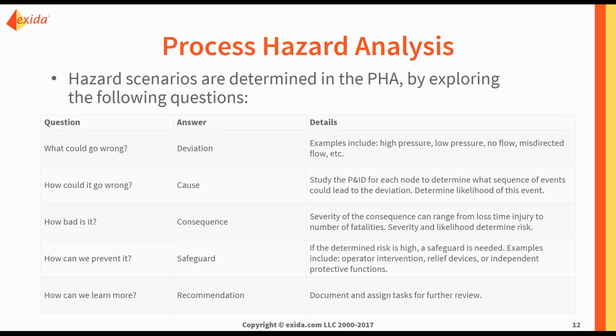Once you've figured out if this is a high-risk scenario, you want to ask, how can we prevent it? The answer to this question is your safeguards, and you'll want hopefully a number of safeguards in place for a high-risk scenario. Examples of a safeguard include operator intervention, relief devices, or independent protective functions. Your next question should be, how can we learn more? Perhaps you don't know what safeguards are best, or if you need more safeguards. In that case you can give a recommendation or a future task assigned to somebody for further review.